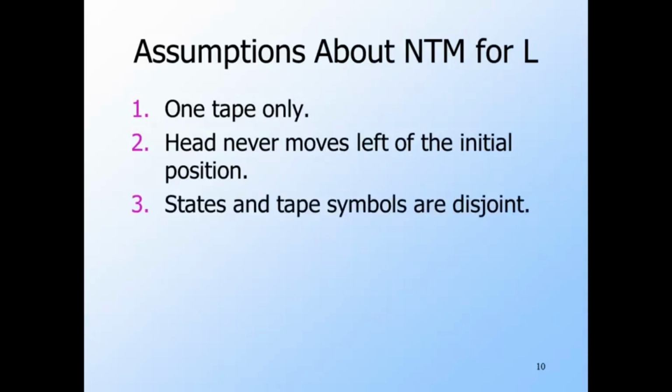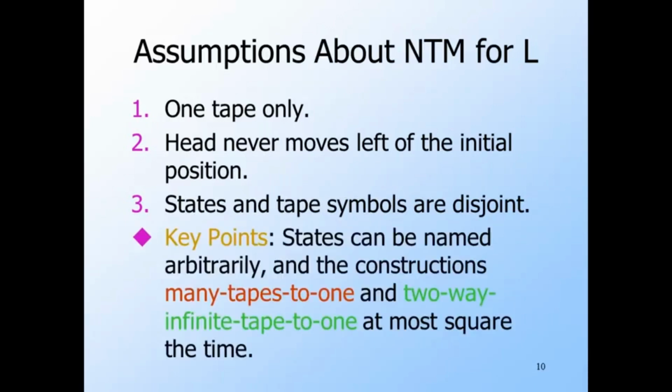We'll assume the states are never also tape symbols, so we can tell which symbol in an ID is the state. Point 3 clearly loses us nothing, since we can always change the names of the states without changing what the machine does. And we've already seen the constructions of many tapes to one and two-way infinite tape to one way. Each of these constructions can square the number of steps the Turing machine makes, but that's okay. The square of a polynomial is still a polynomial.